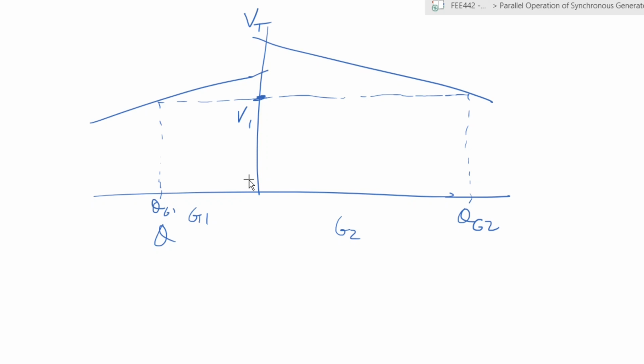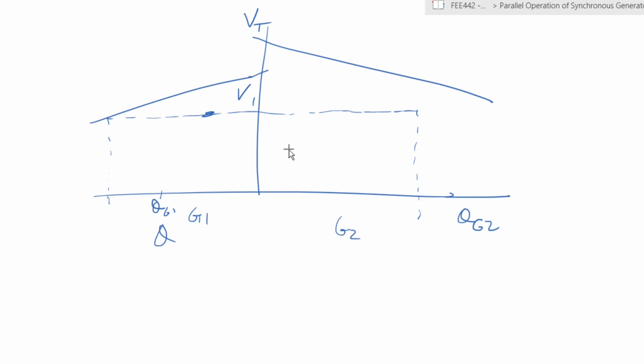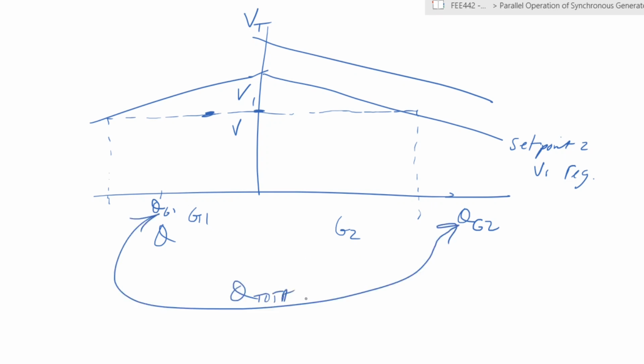If we were to change the values of those, and we shift it along, say, up to down here, that would mean that you now have a second value of voltage, V2, and you also need to have set point 2 for your voltage regulator. And that matches the two of them. So you have QG2 and QG1 being the total reactive power that you're supplying to this system.